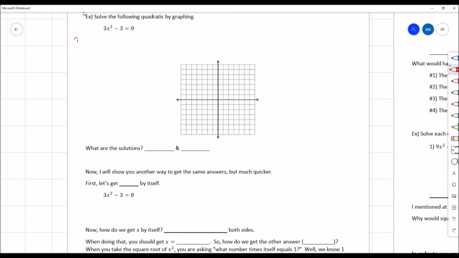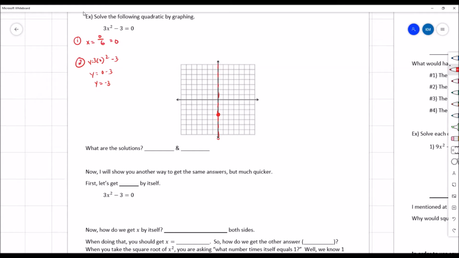So remember, with graphing, we had to find our axis of symmetry, which is x equals opposite b over 2a. In this case, b is 0, so 0 over 6 is 0. So x equals 0, we found our axis of symmetry to be here. Then from there we found our vertex by plugging 0 into our function: y equals 3 times 0 squared minus 3, which is 0 minus 3, which is negative 3. 1, 2, 3. So we found our vertex.